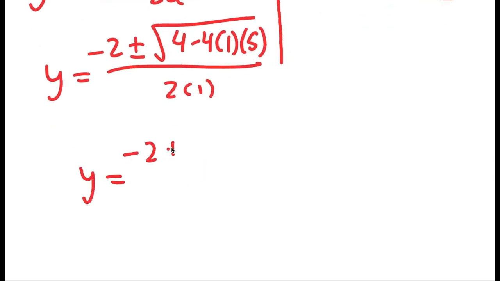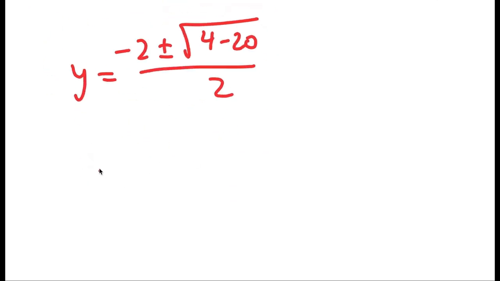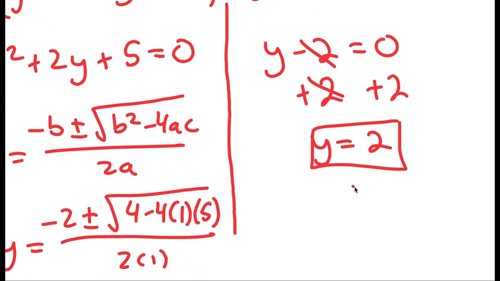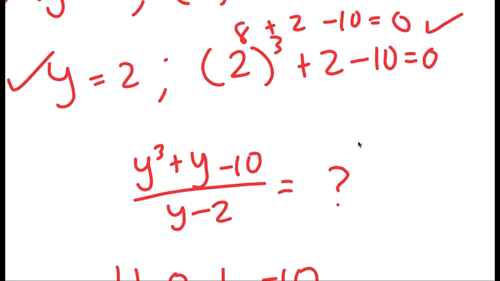And this turns into negative 2 plus or minus the square root of 4 minus 20 over 2, which is equal to negative 2 plus or minus the square root of negative 16 over 2. And because we have the square root of a negative number, we cannot use the solution of y, meaning we can only use y equals 2 as a solution.